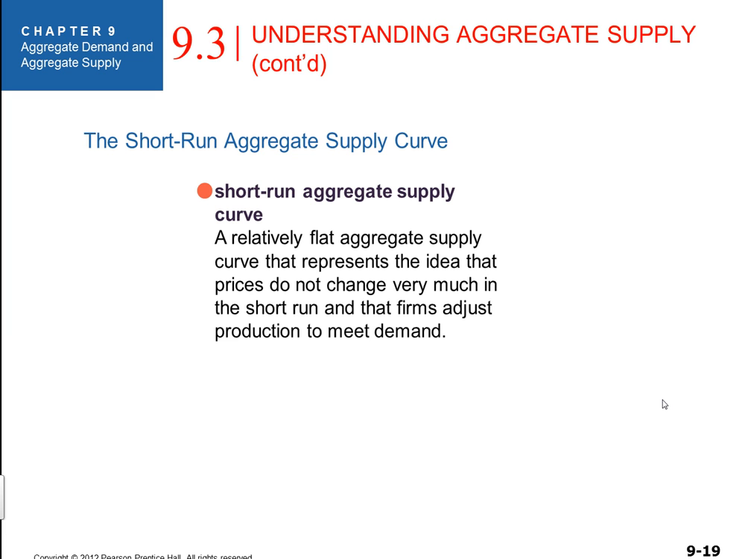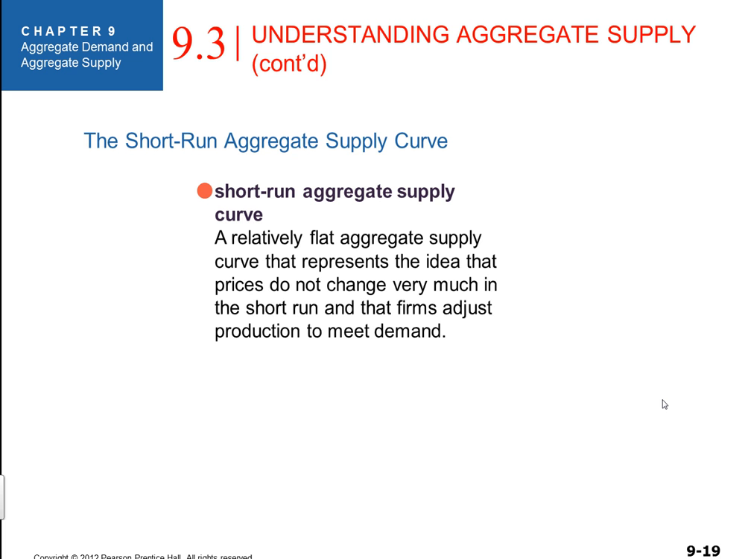Now that we understand the long-run aggregate supply curve, let's turn and look at the short-run aggregate supply curve. And that's a relatively flat aggregate supply curve, not the steep one in the long run. It's a relatively flat aggregate supply curve that represents the idea that prices do not change very much in the short run and that firms adjust production to meet demand.